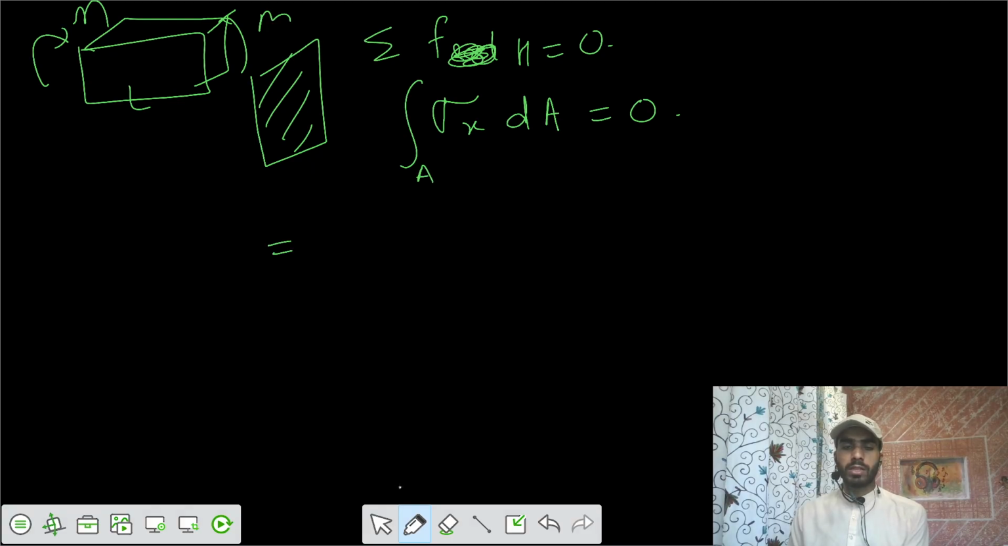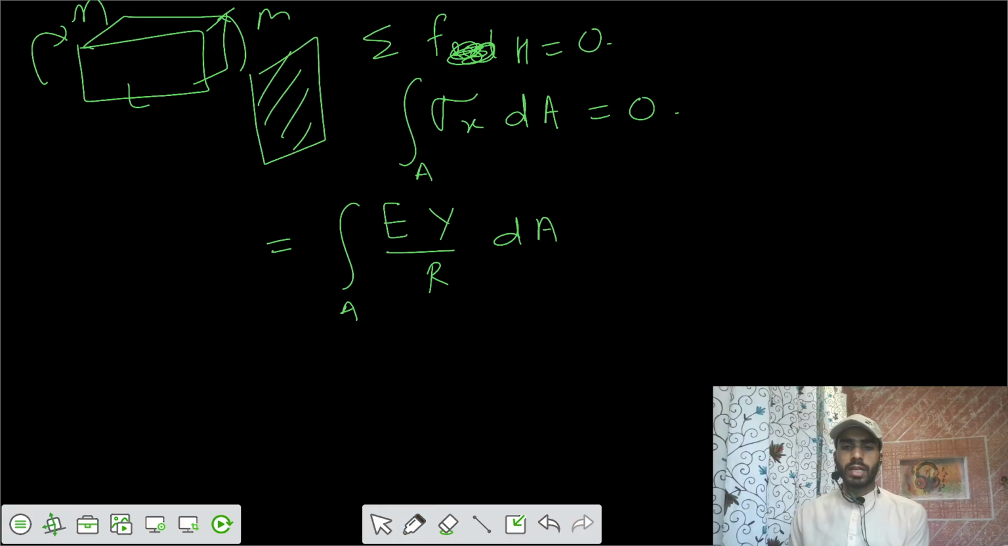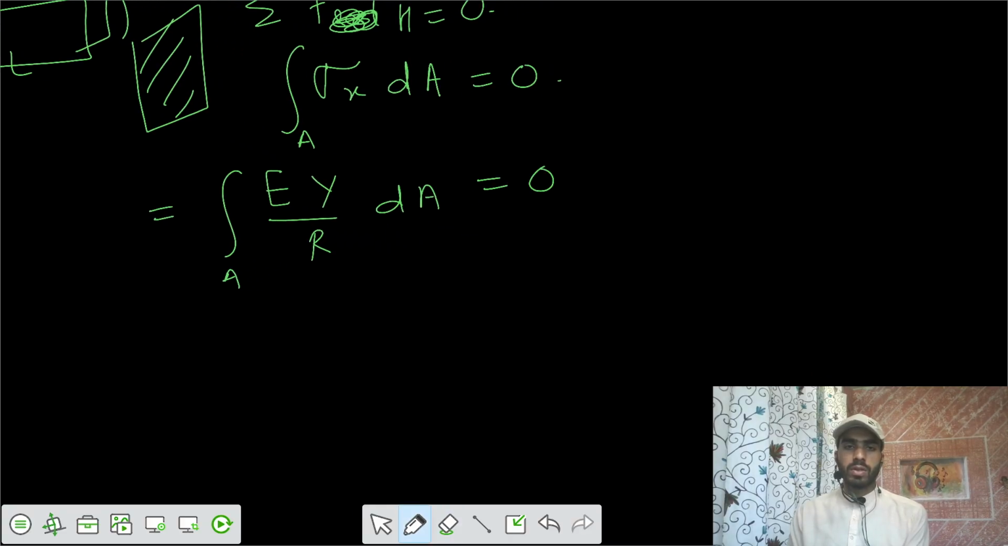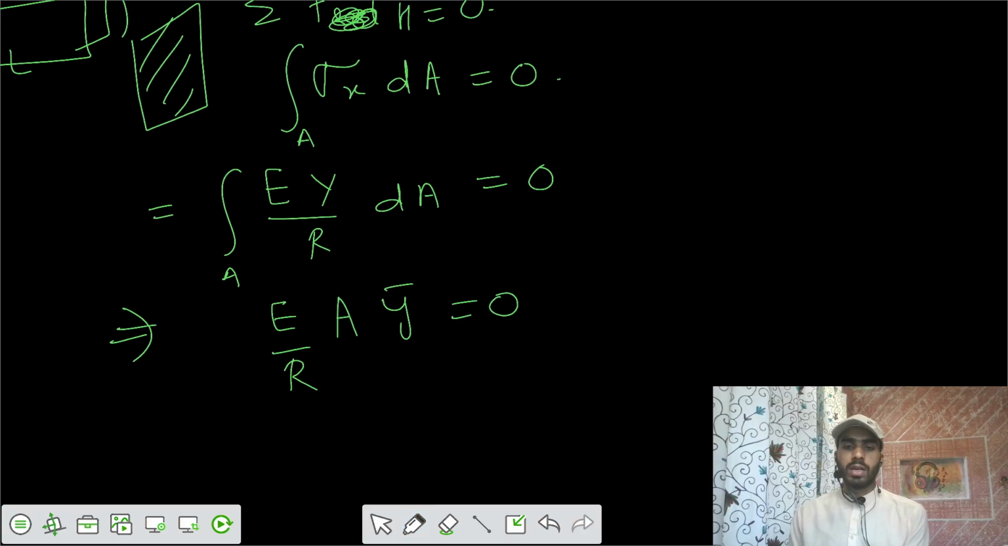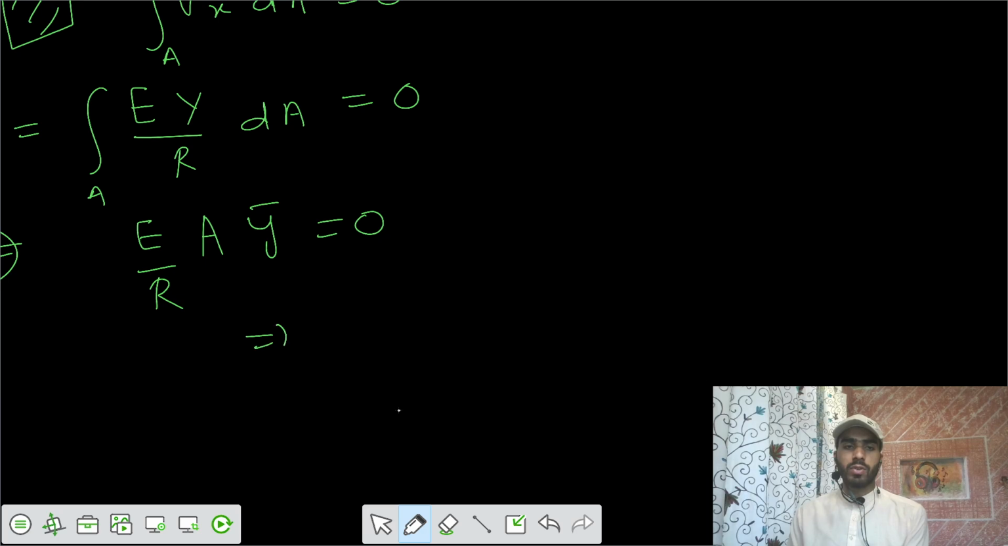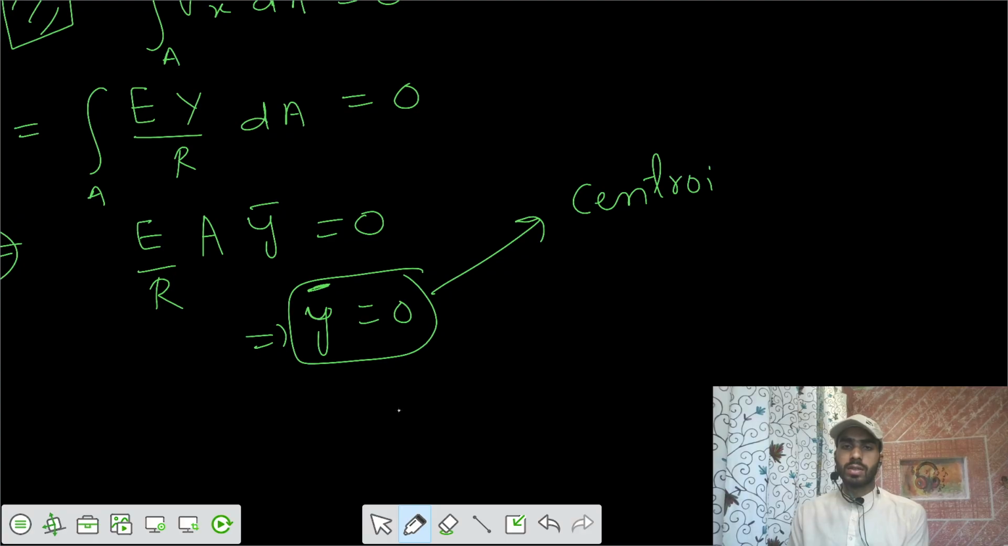But what is the value of sigma? Sigma was equal to Ey by R, so integral of Ey by R dA equals 0. Once you integrate it, you would get a value of E by R into A into y bar equals 0. So your y bar equals 0. This indicates that we can name this y bar as the centroidal distance.